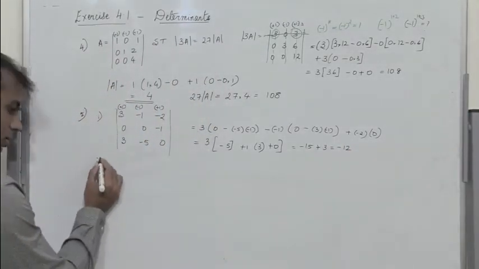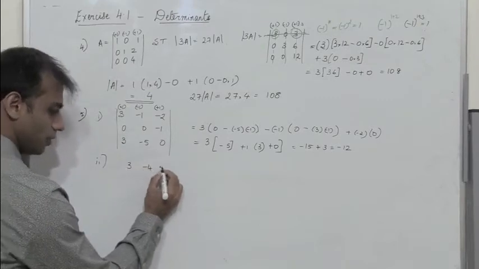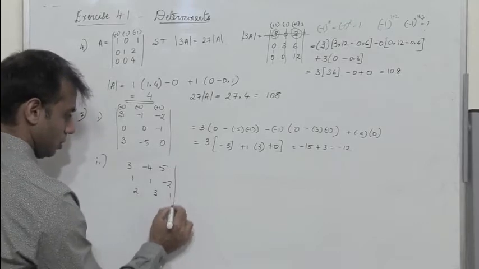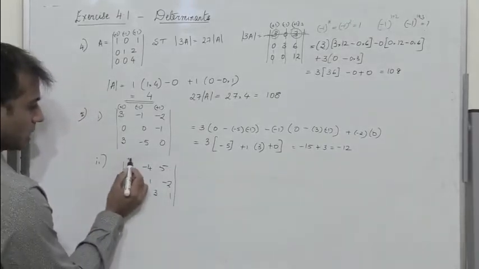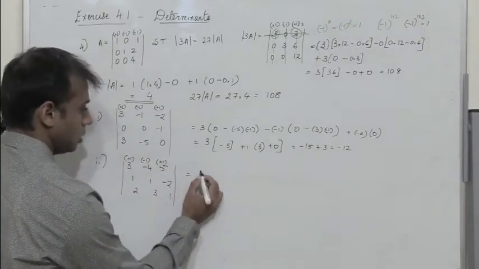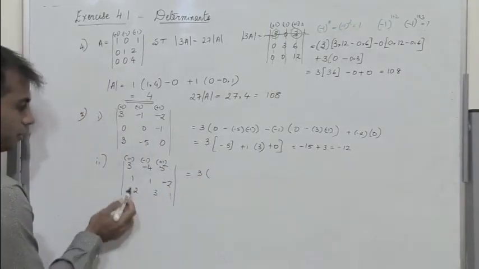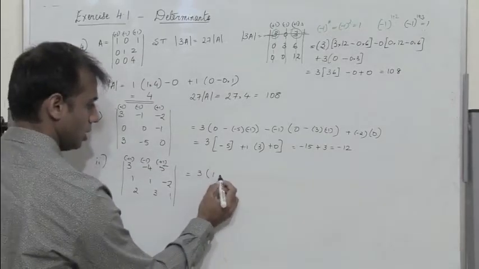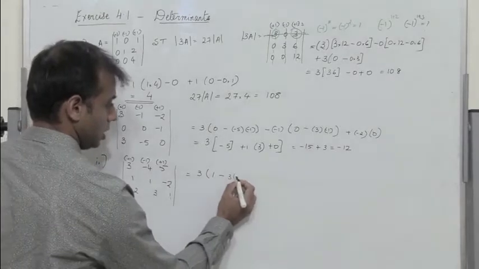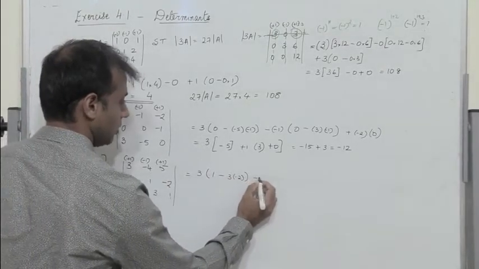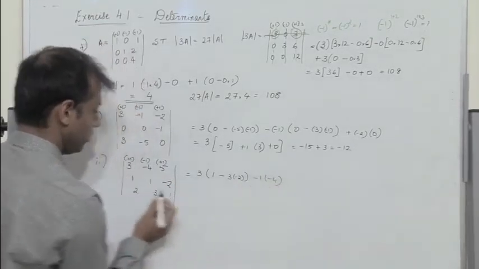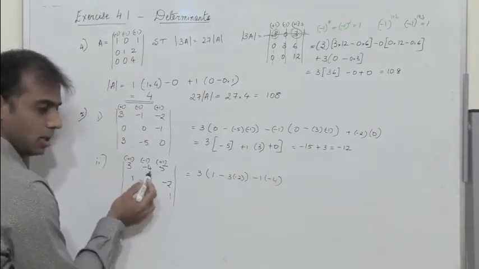So in the next one, I have 3 minus 4, 5, 1, 1 minus 2, 2, 3, 1. So again this is plus, minus, plus 1. The first element 3, leaving the first column and the first row, 1 into 1, minus of 3 into minus 2. 3 into minus 2. Next I have minus 1 here into minus 4. So I have minus 4 here. Leave the second column and the first row.